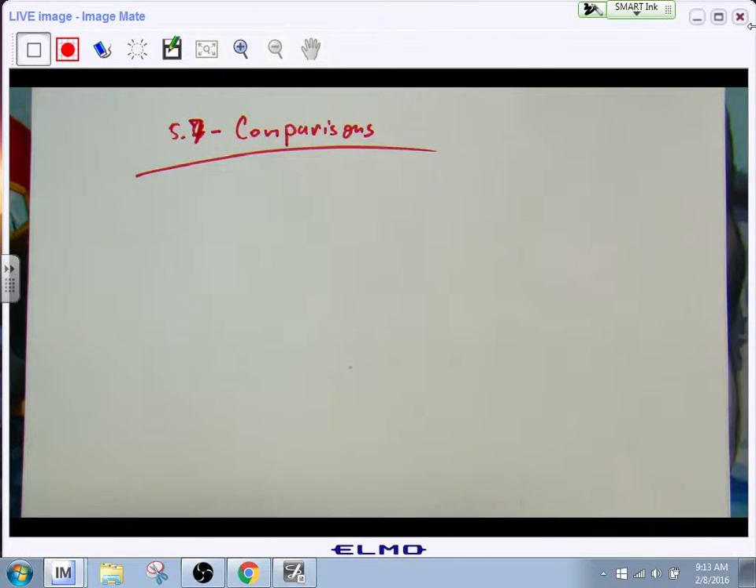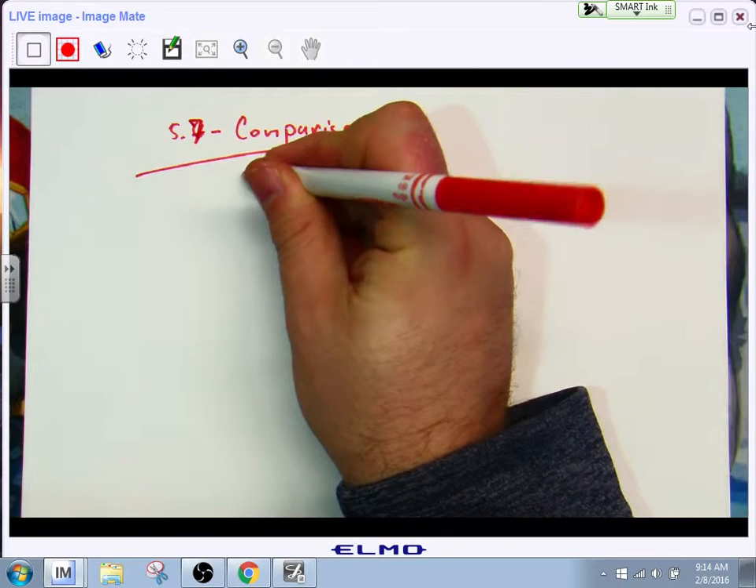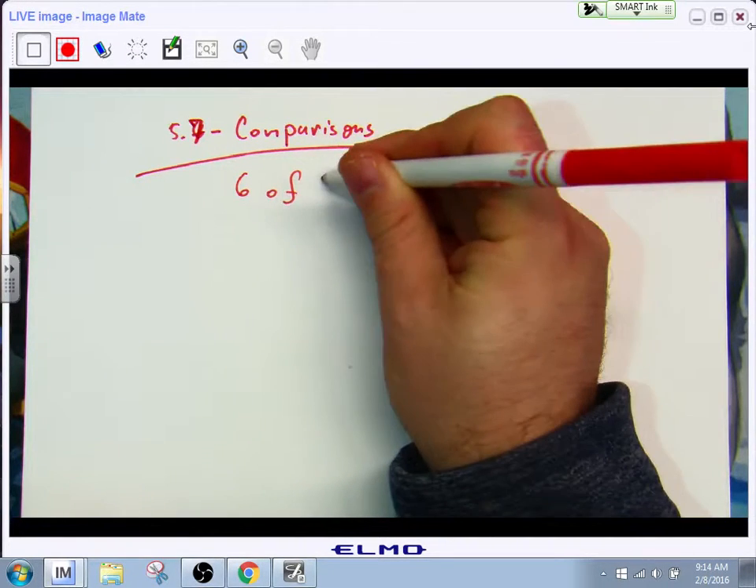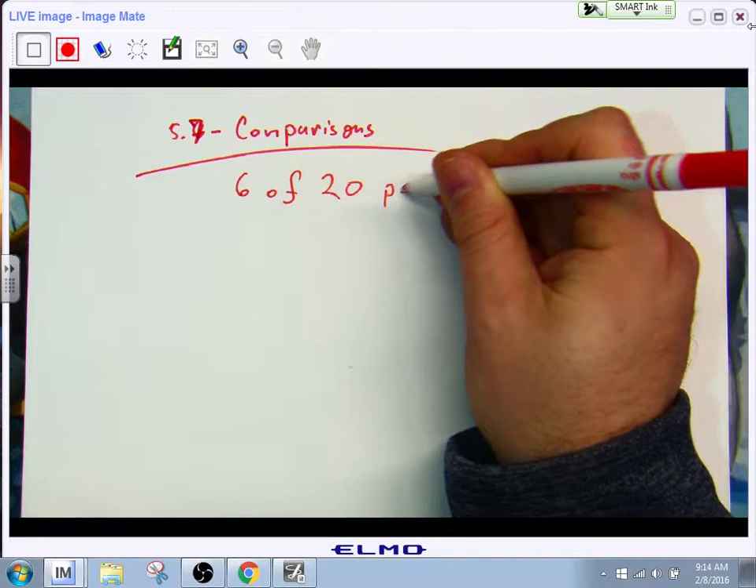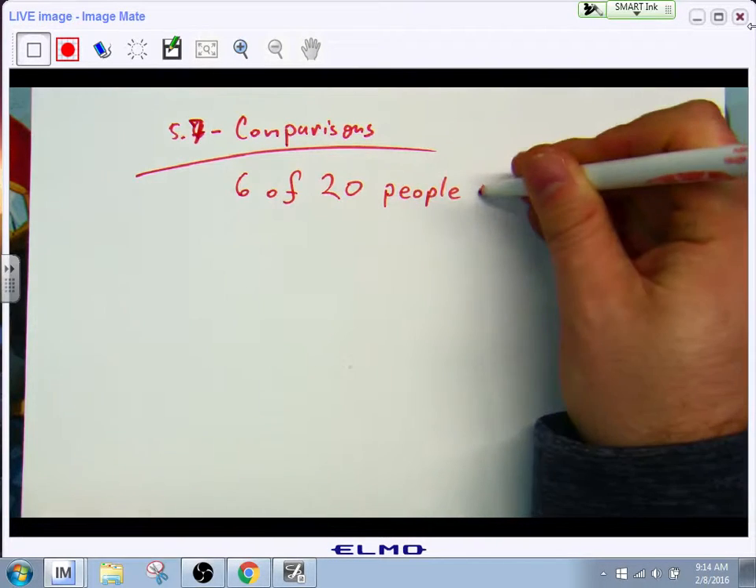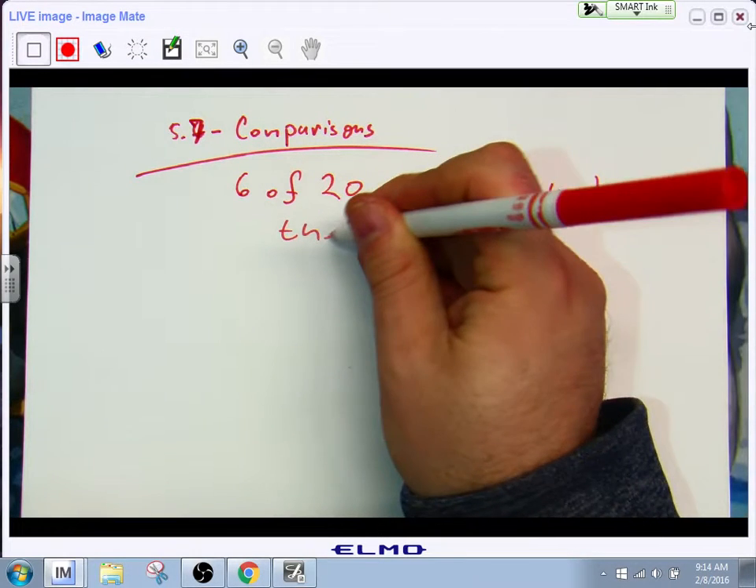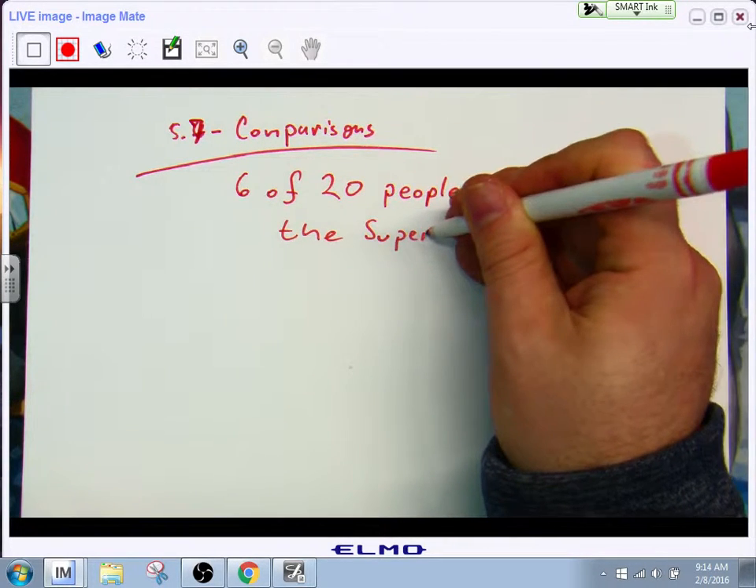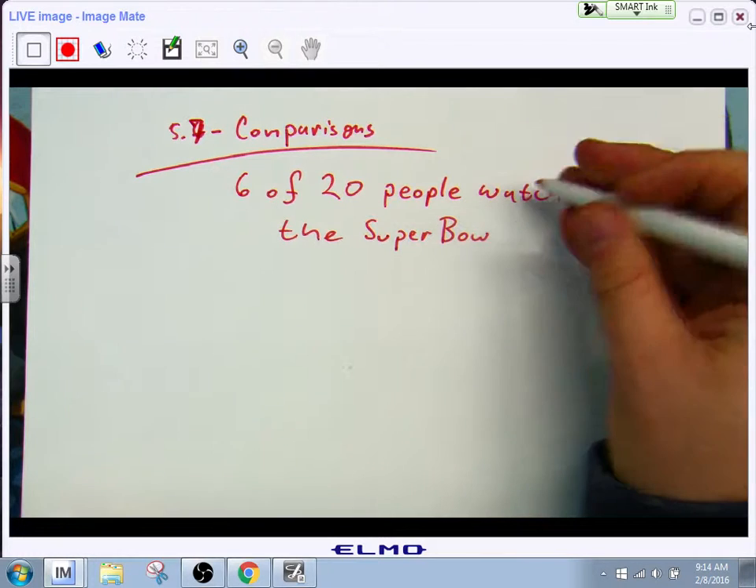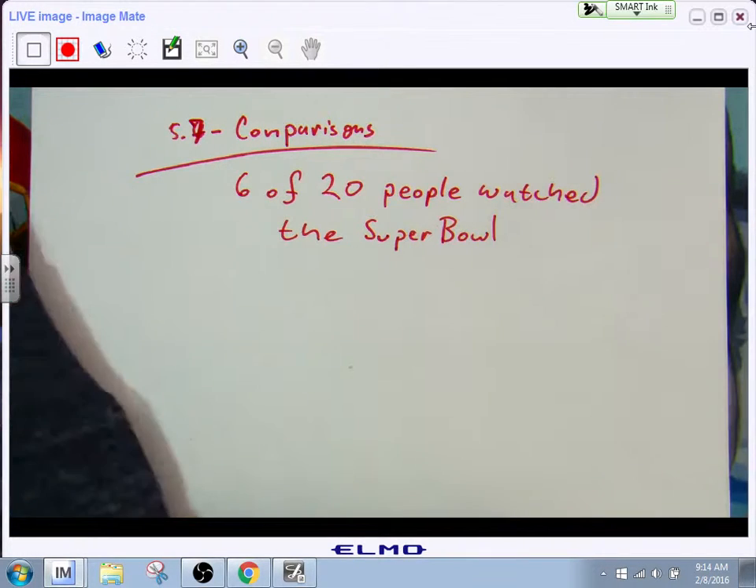How many of you guys watched the Super Bowl yesterday? 1, 2, 3, 4, 5, 6. Okay, awesome. So 6 of 20 people watched the Super Bowl. The superb owl. All right.